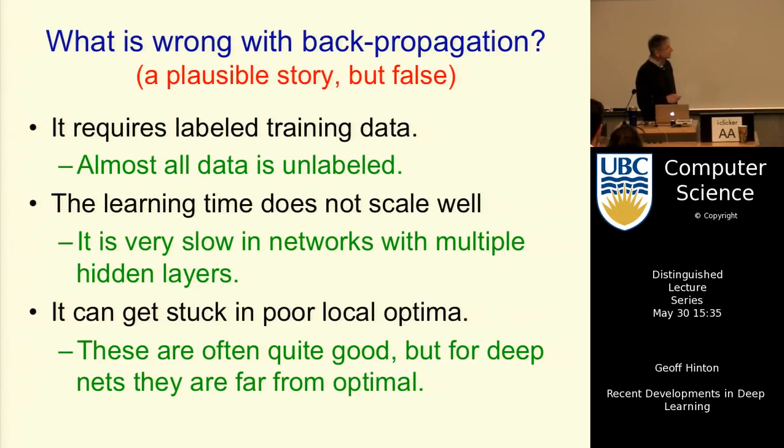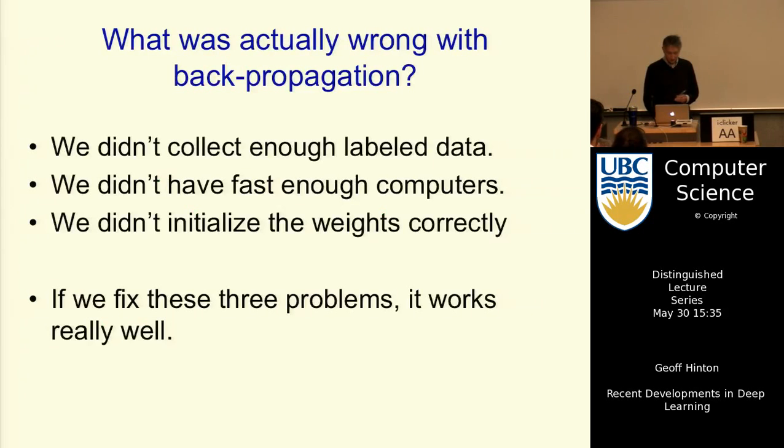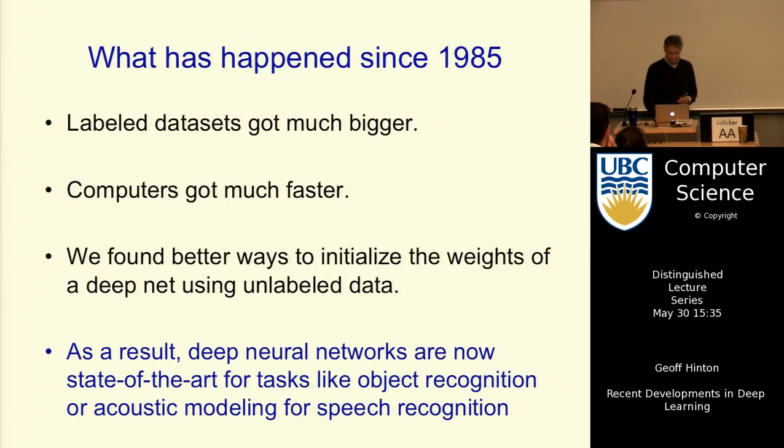But this story is actually nonsense. That's not what's wrong with back propagation. What's wrong with back propagation is we didn't collect enough labeled data, but the speech people did. We didn't have fast enough computers, and we didn't have a sensible way to initialize the weights. And if you fix those three problems, it works really well. So it really is the answer. At least it's the answer to where do features come from, or is there some plausible way of getting features? It's maybe not where features come from in our brains, but it will work on a computer.